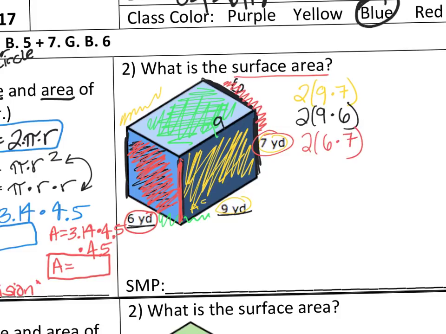You may also notice, Mr. McIntyre pointed this out today in our morning meeting, that there's all 3 combinations of numbers. You have 9 times 7, 9 times 6, and then you have 7 times 6.